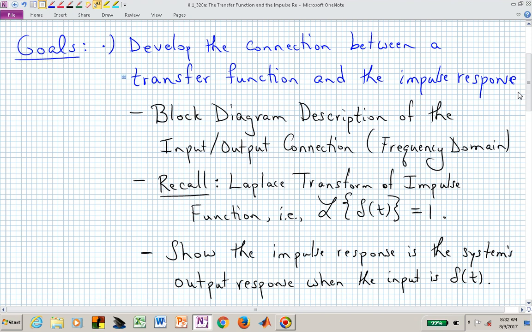What I've indicated here in black is how we are going to make that connection. First, we're going to remind ourselves of the input-output connection by using a block diagram in the frequency domain. We should be comfortable with that, or we want to be becoming more comfortable with that. Then we'll use the fact that the Laplace transform of the impulse function is 1. And what we want to make clear in this video and subsequent material is the distinction between the impulse function and the impulse response. Those are two different concepts.